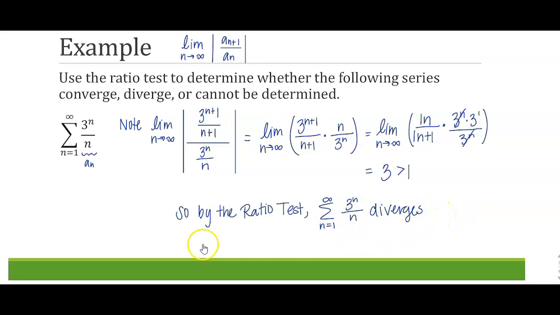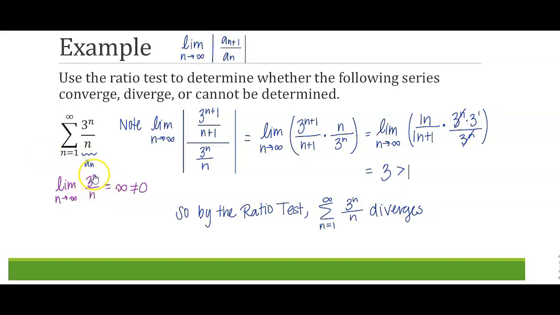Now before we move on, just really quickly, we were told to use the ratio test on this example, but if I come back to the infinite series here, I could have actually applied the test for divergence. So here, if we notice, the limit as n approaches infinity of 3 to the n over n would actually equal infinity, which of course is not equal to 0.